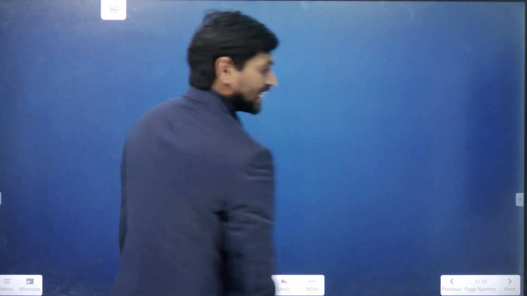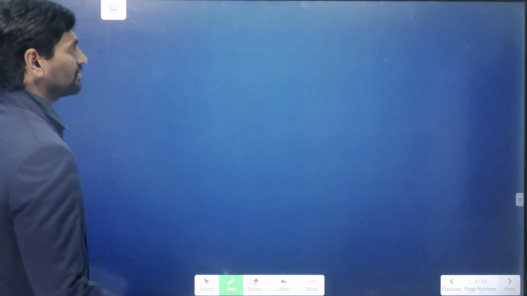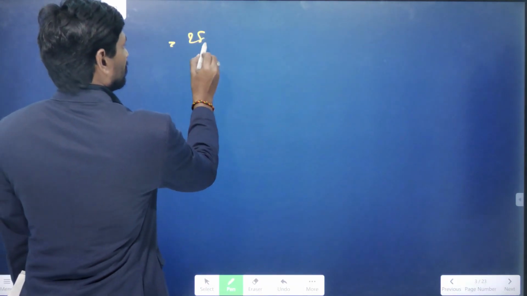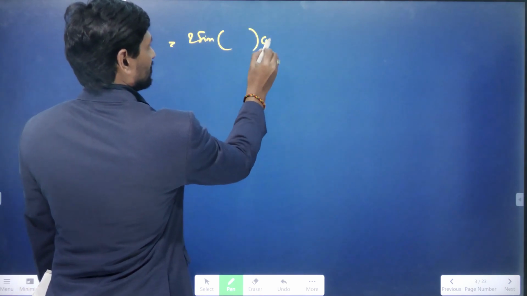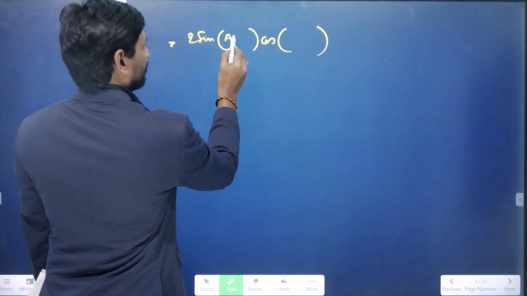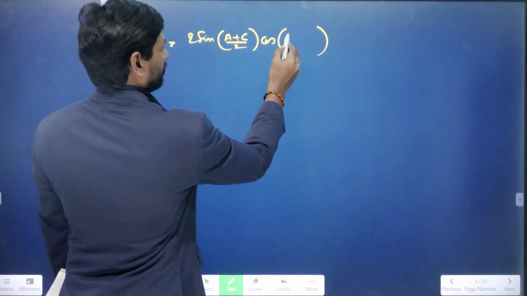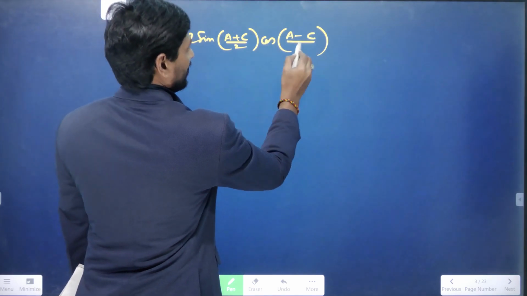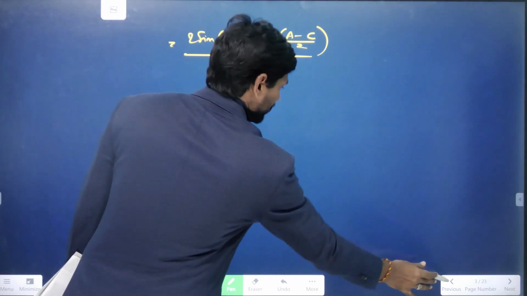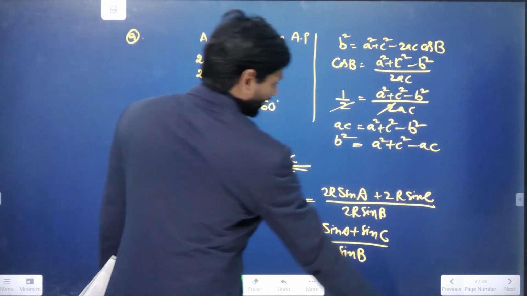Now I am applying the transformation formula. Sin plus sin is nothing but 2 sin cos. So in the numerator, A and C remain: 2 sin (A plus C by 2) cos (A minus C by 2). In the denominator, sin B remains.